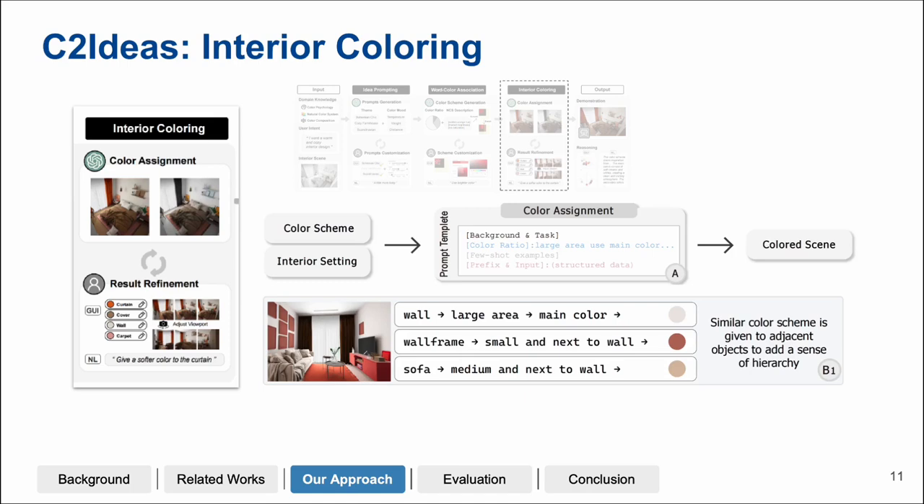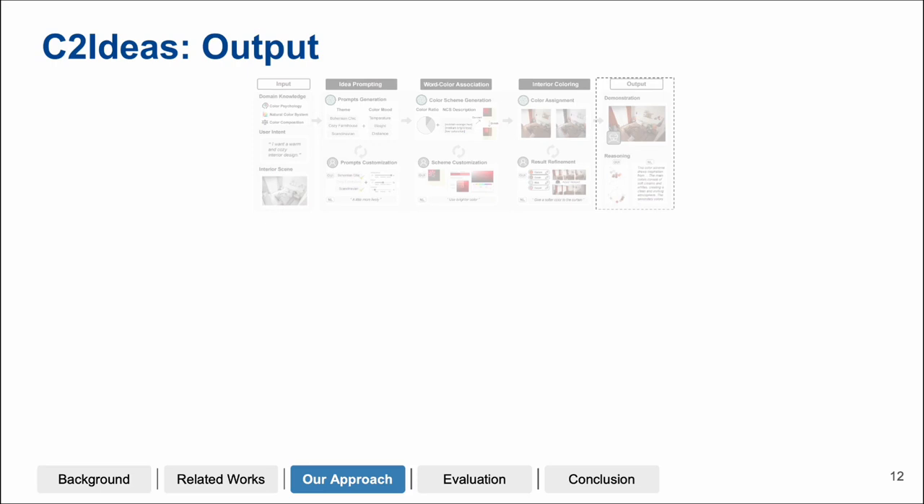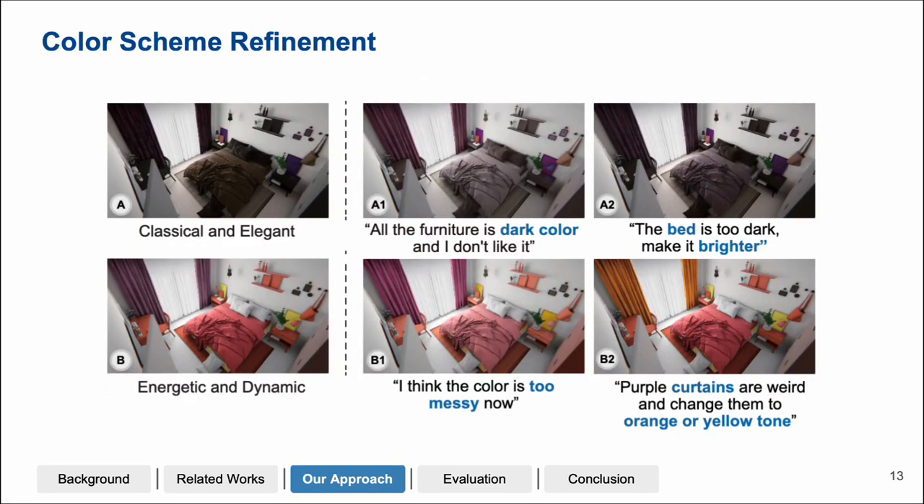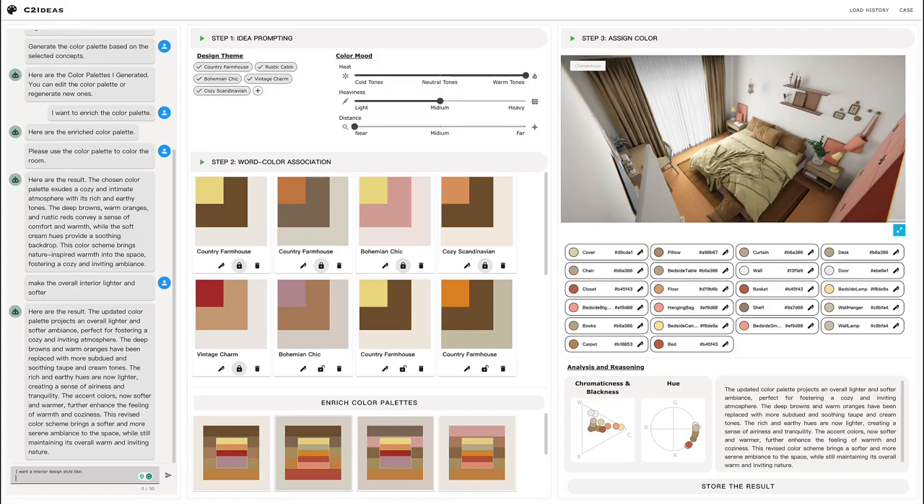The tool then provides an immersive experience via virtual reality, supported by visual analytics and natural language reasoning. Users have the capability to refine the generated color schemes using natural language instructions, even if these instructions are vague, such as expressing dissatisfaction with messy colors without specifying the desired improvements. Our system consists of 3 views, namely the conversation view, the color design view, and the result view.